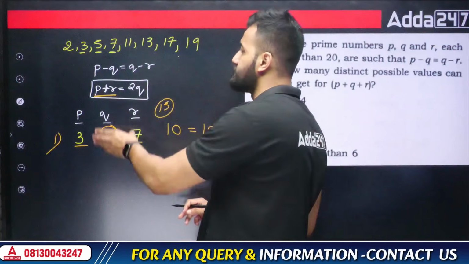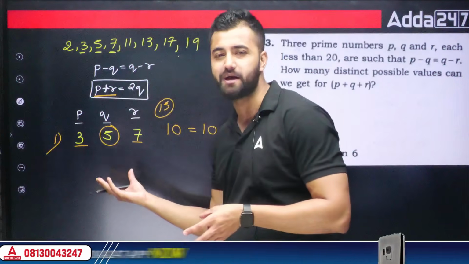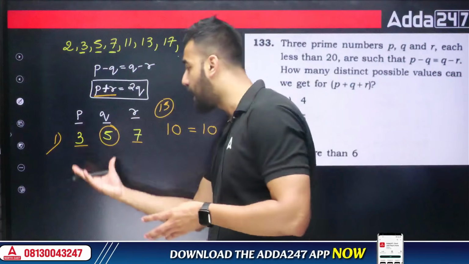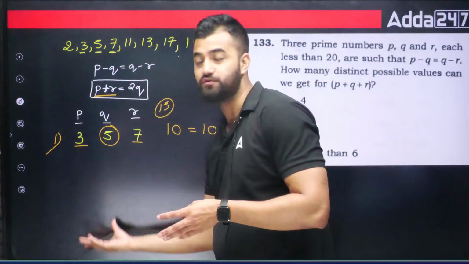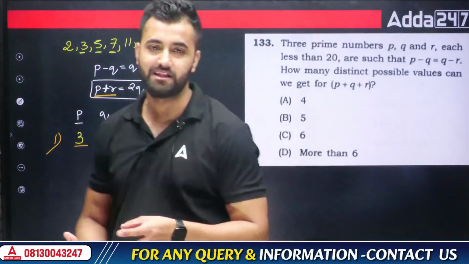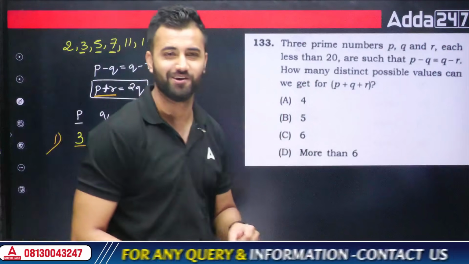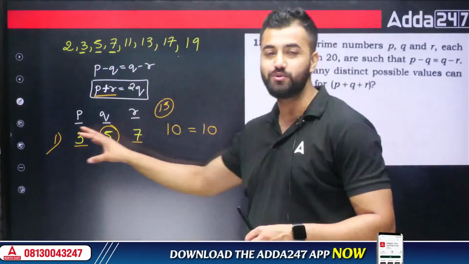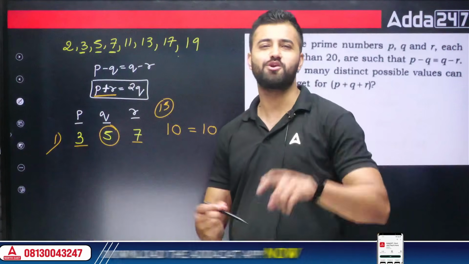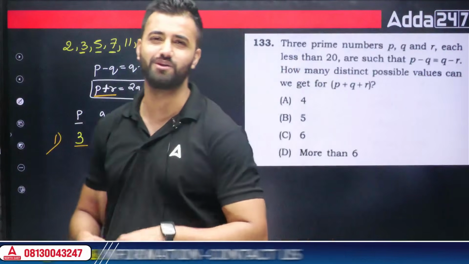Similarly, you have to check for other pairs also, and then you do the pairing, and in that way you need to see how many distinct values you're getting, and then tick the answer option here. Okay, so I've shown you one. Try to do the other pairs and comment down below the answer for this particular question.